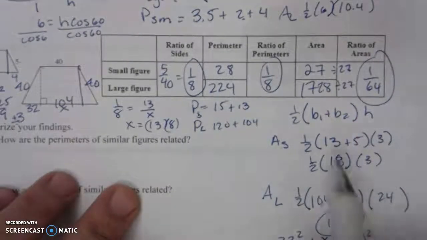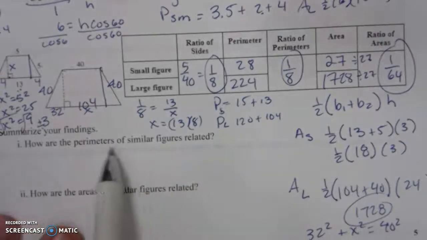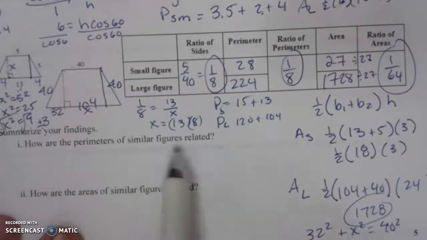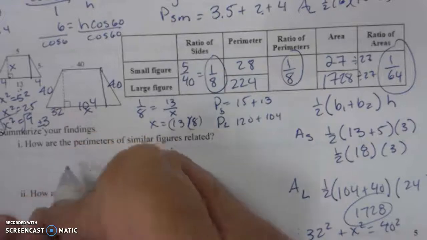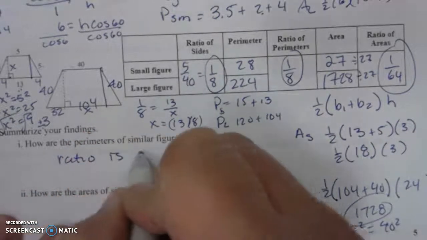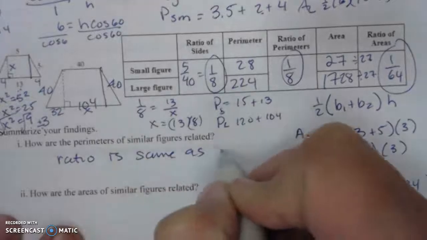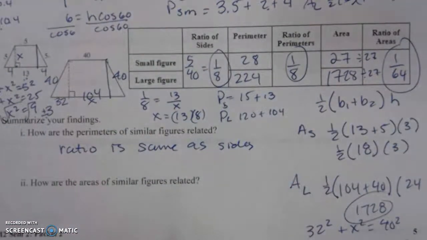So again, let's look at the ratios. How are the perimeters of similar figures related? The perimeters have the same ratio as the sides, and on this next one you're going to find out in the next video how the areas are related.